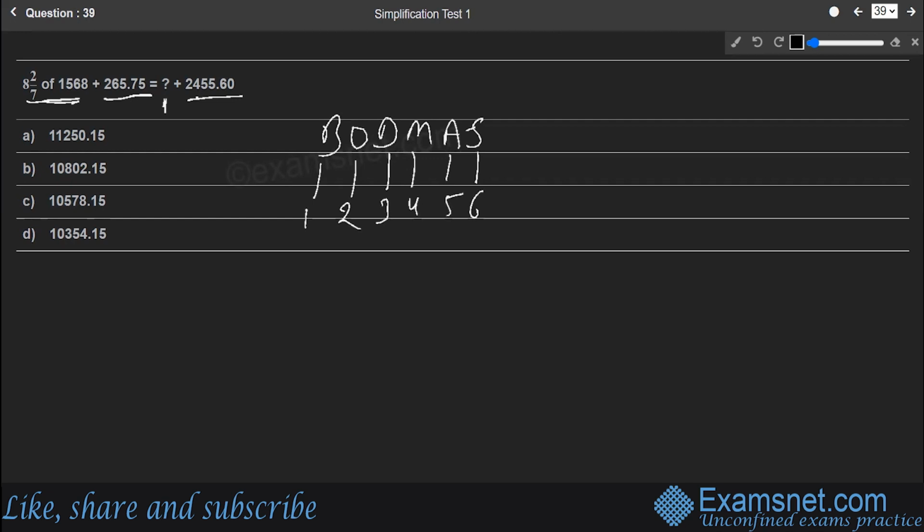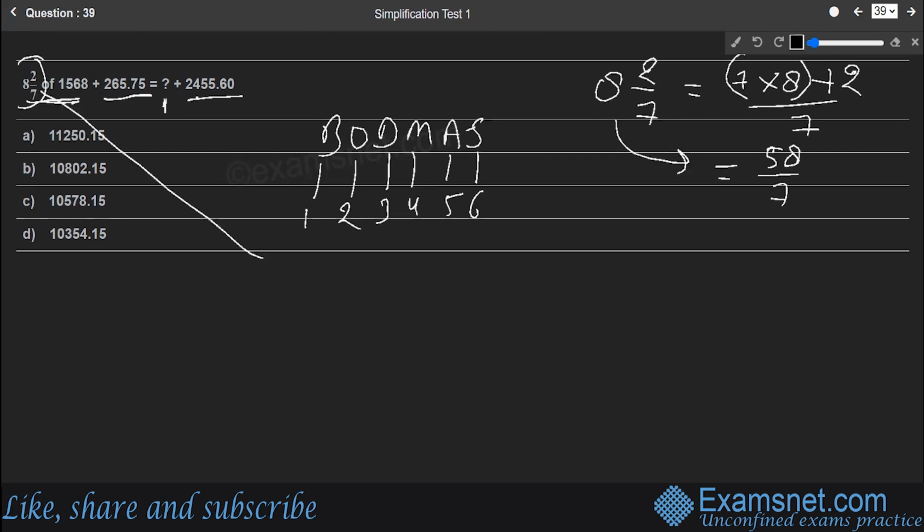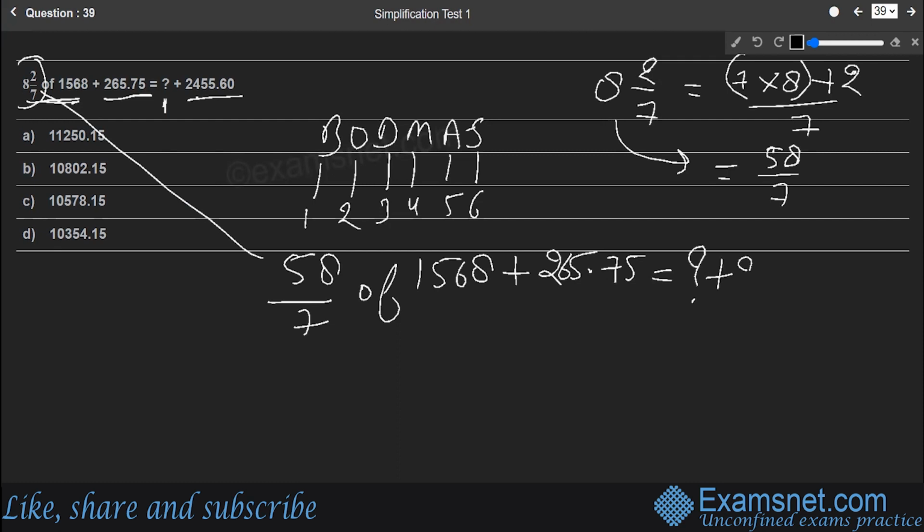Let us write the expression 8 2/7. So 8 2/7 is a mixed fraction. In the simple fraction, it becomes (7 into 8 plus 2) divided by 7, which is nothing but 58/7. So that is the value of 8 2/7. Let us put it like that only. So it's going to be 58/7 of 1568 plus 265.75 is equal to question mark plus 2455.60. So we are supposed to find out the value of question mark.